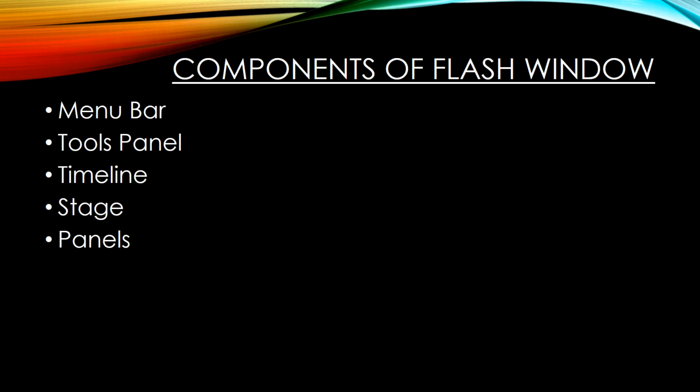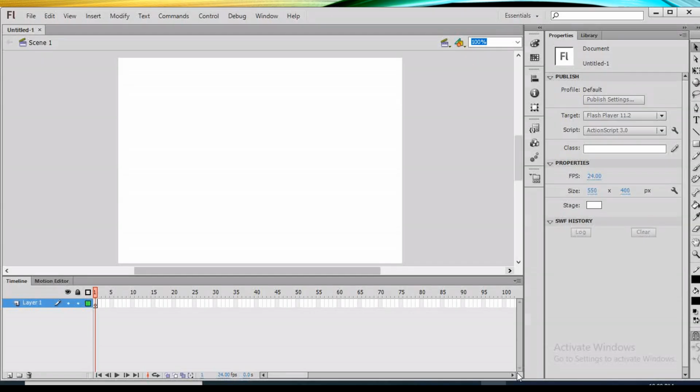Let's now discuss different components or parts of the Flash window. Menu bar, tool panel, timeline, stage, panels. So now let's study the different components of the Flash window. The first one is your menu bar. Menu bar is present on the top of the Flash screen. It contains the different controls for some basic functions like open, save, copy files, etc.